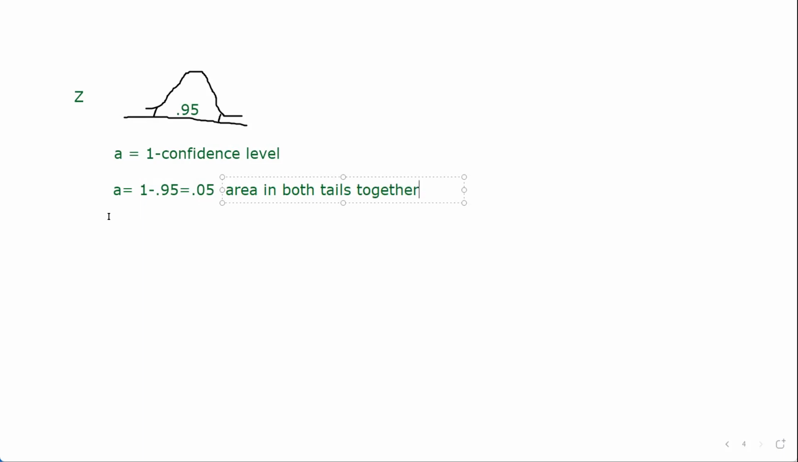You need the area in one tail. So you're going to take alpha and divide it by 2. This is equal to 0.05 divided by 2. You do not have to do all this math. You can put this in the calculator without doing it, but this is how she got the number that she got. This is 0.025, and this is 0.025 over here. Questions so far?